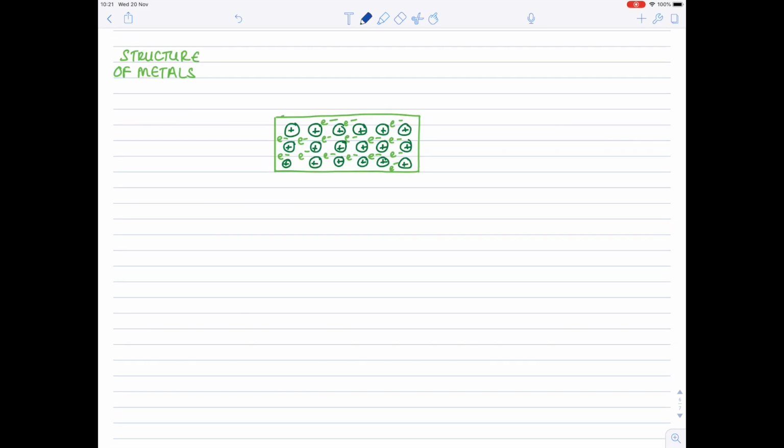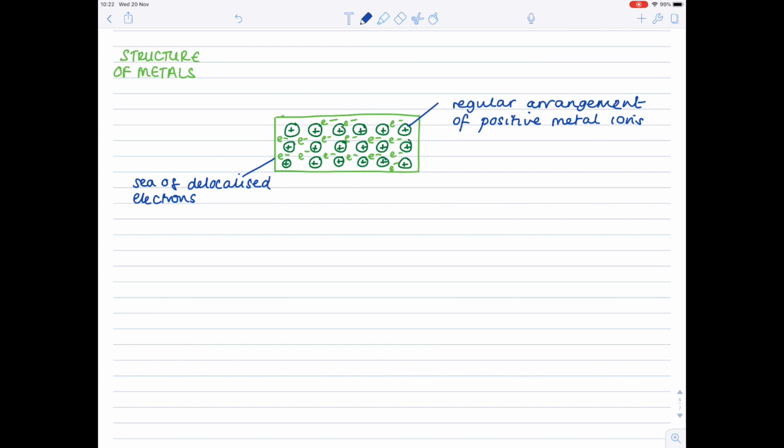So here I've drawn a pretty basic structure of a metal. The things you really need to notice is that you have a regular arrangement of positive metal ions. And these little e minuses, well, they are a sea of delocalised electrons. Now, the reason we have a sea of delocalised electrons is because the valence or outer shell electrons in the metals become detached from the individual atoms.